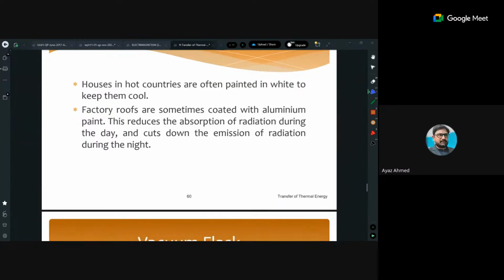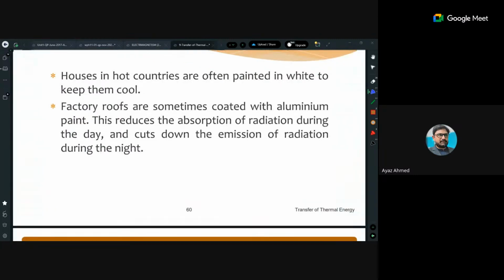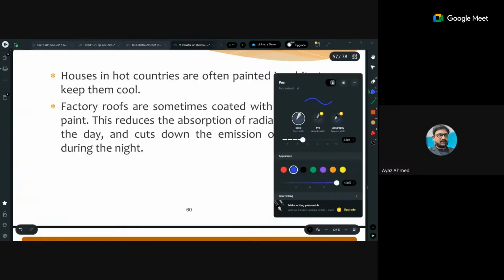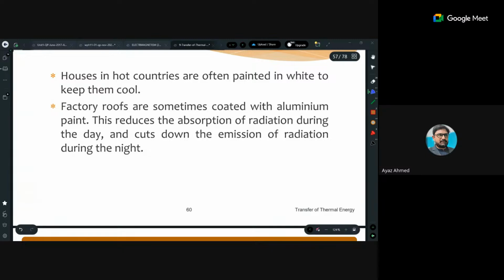ठीक है. The houses in the hot countries are often painted white, and houses in the कोल्ड कंट्रीज, जैसे हम करवाते हैं ना, ब्लैक लुक करवा दो. तो ये बेसिकली लिखा होता है कि उर्दू में पढ़ा करो घरों के बाहर. ठीक है, छत के ऊपर, दीवारों के ऊपर. That is the reason behind that, they are good absorbers and good emitters of radiations. ठीक है, the factory roofs are sometimes coated with aluminium paint. This reduces the absorption of radiation.